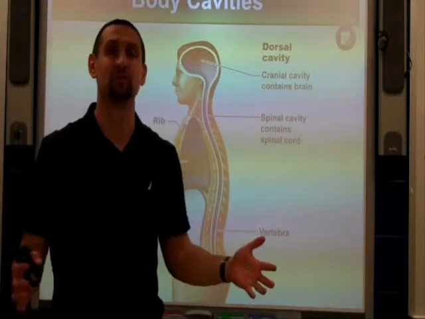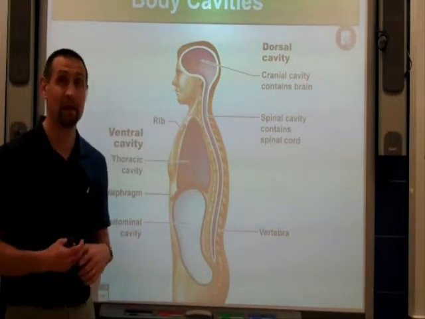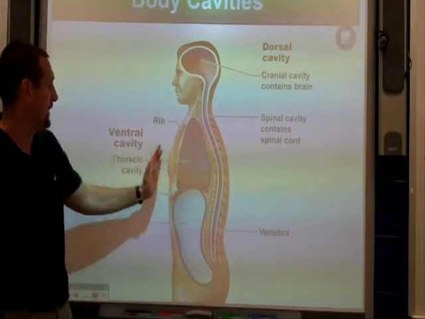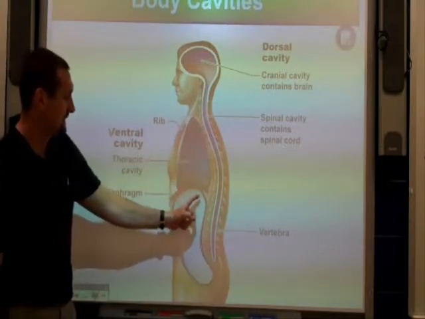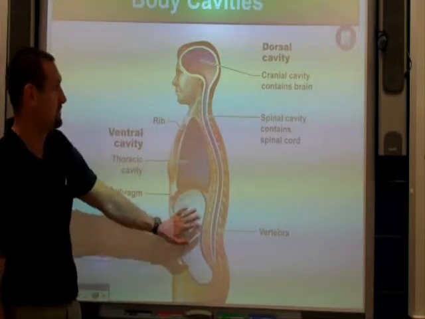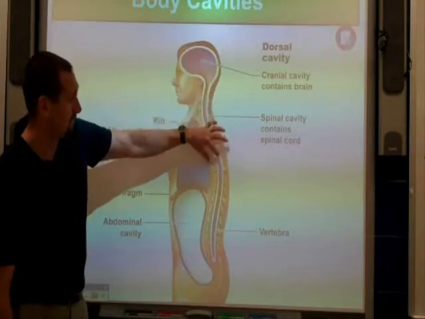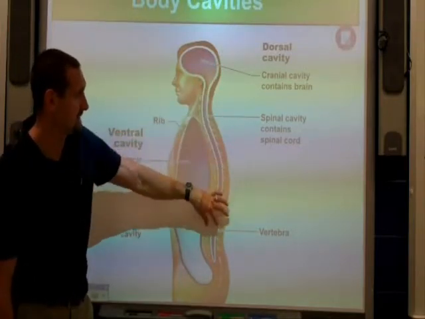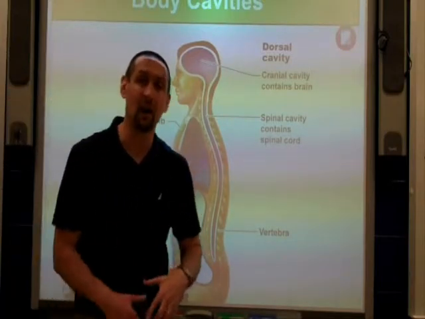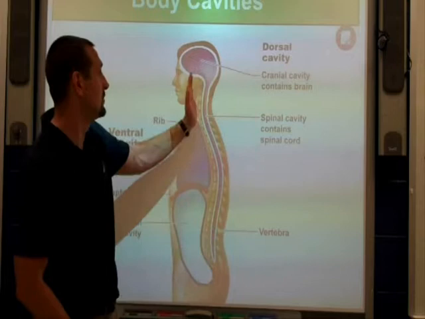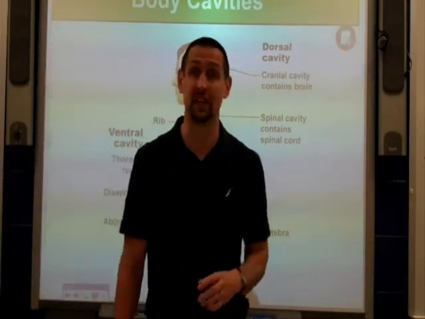Now of these two cavities, which do you think is the most protected? Which is the most protected by your body? So when we look at the ventral cavity, we see the ribs are connecting the thoracic part. We see that the abdominal part though is kind of exposed. The skull protects the cranial cavity. The spinal column protects the spinal cavity. But the abdominal cavity is the only one that's really unprotected by bone. So the dorsal cavity, very well protected compared to the ventral cavity by your skeletal system.